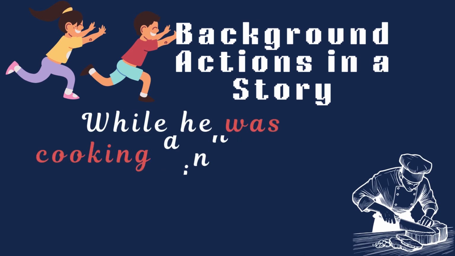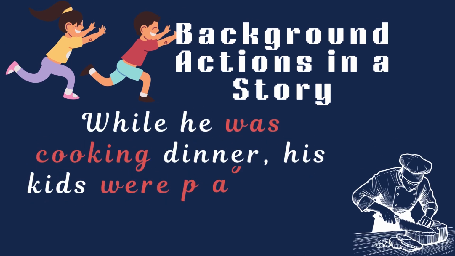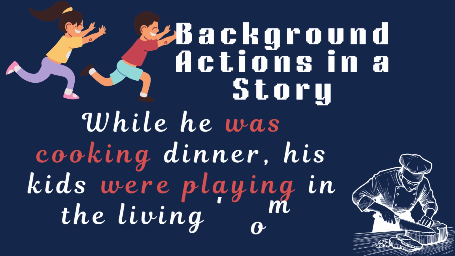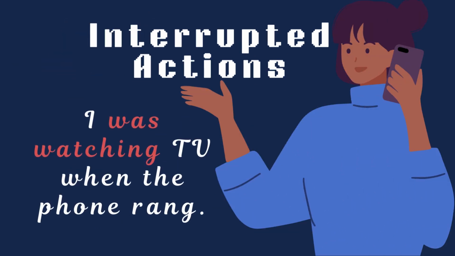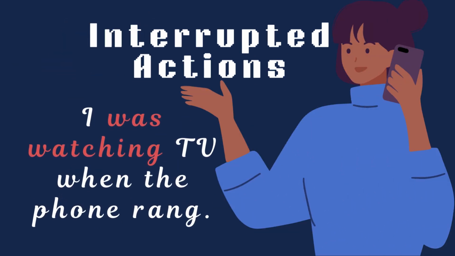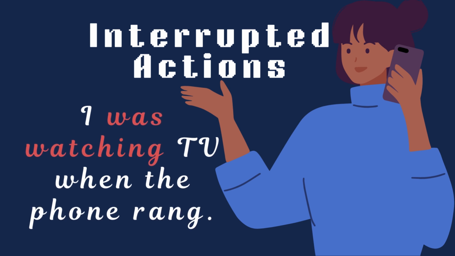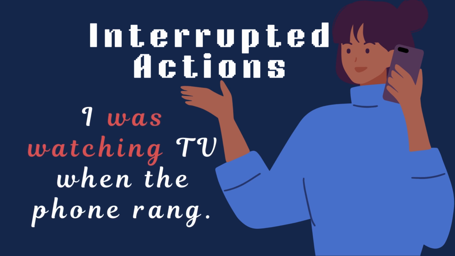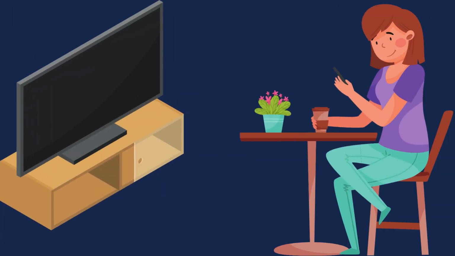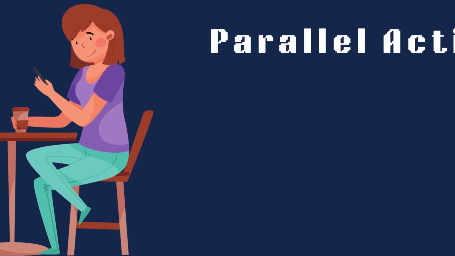It's also used to set the scene or provide background information in a story. For example, while he was cooking dinner, his kids were playing in the living room. The past continuous describes the ongoing action in the background. Use the past continuous tense to describe an action that was interrupted by another action. For instance, I was watching TV when the phone rang. The TV watching was ongoing, and it was interrupted by the ringing phone.